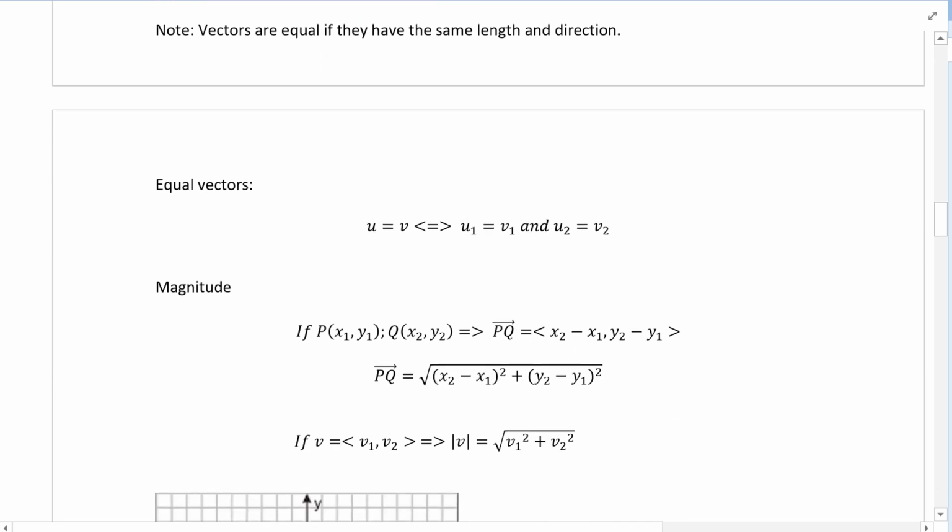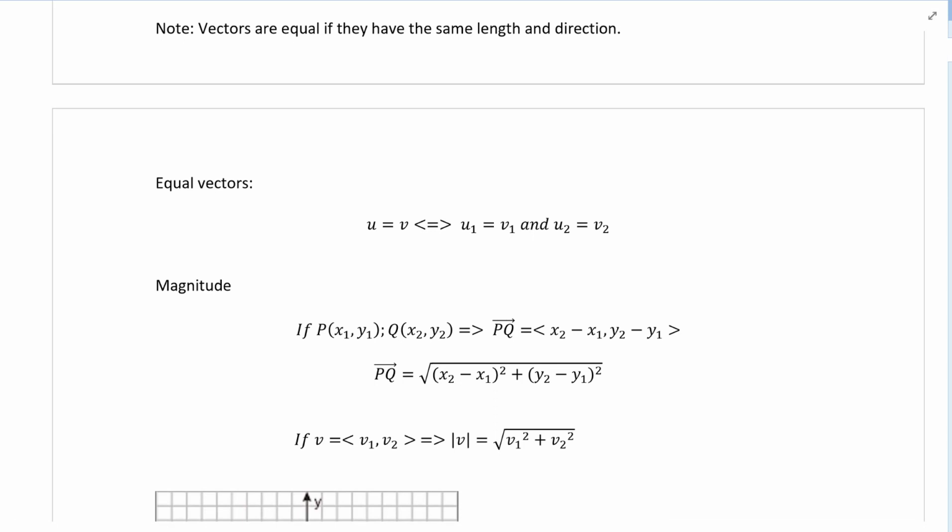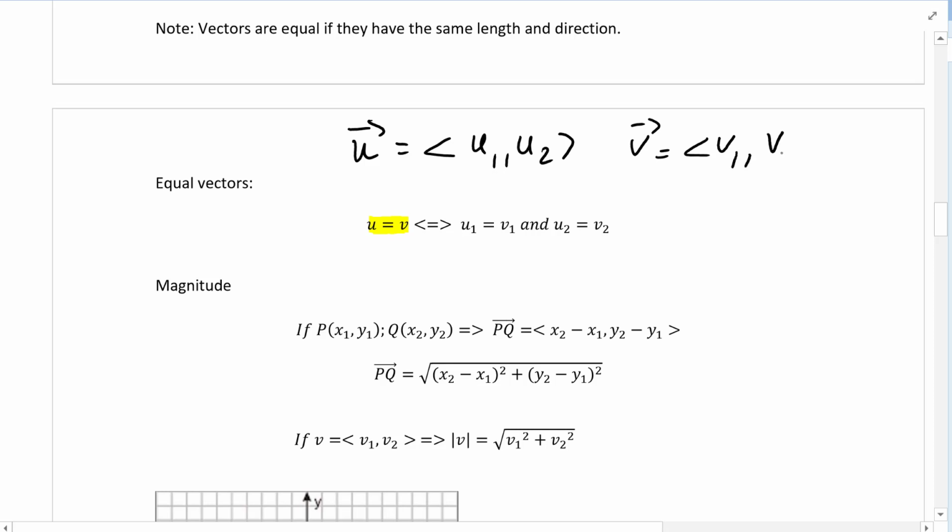Vectors are equal if they have the same length and direction. So in other words, u, which let's remember was u1, u2, and v was v1, v2, u equals v if u1 equals v1, so the x components are equal to each other, and u2 equals v2, so the y components are equal to each other.